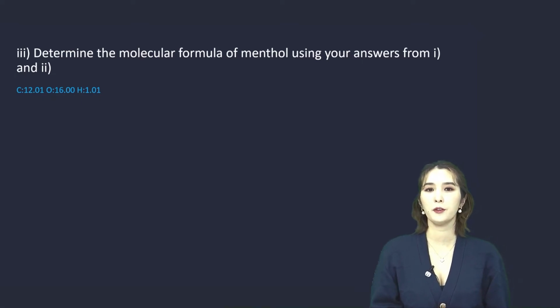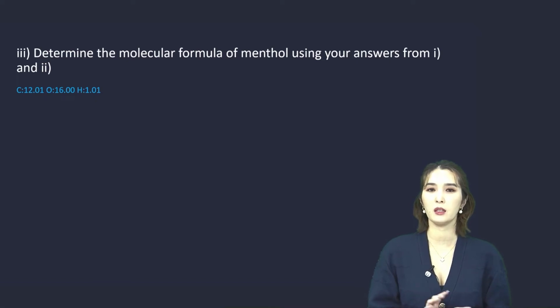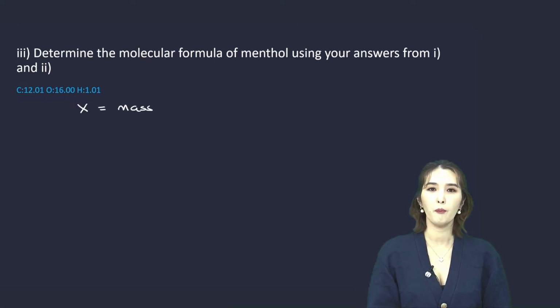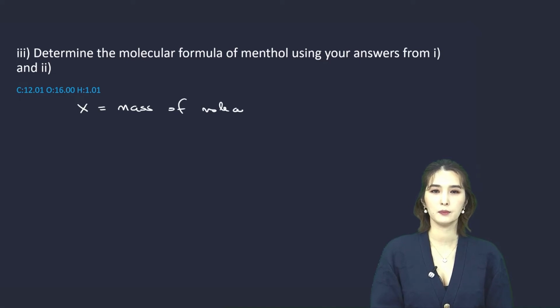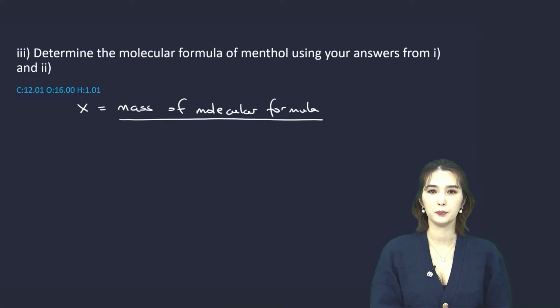And so here they ask us to find the molecular formula of menthol using our empirical formula and the molar mass we just found. Now to do that, we need factor x, and x is what we're going to multiply the entire empirical formula by to figure out the molecular formula. Now to do that, we divide the mass of the molecular formula by the mass of the empirical formula. And so the equation goes, x is equal to mass of the molecular formula divided by the mass of the empirical formula.